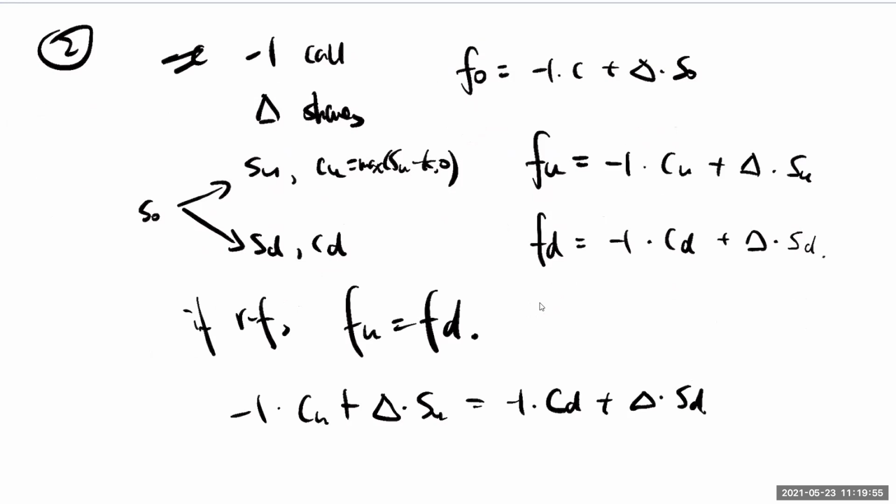Now in real life, do I know what CU is? In real life, tomorrow, no. Do I know what SU is? Do I know what CD is? No. Do I know what SD is? Do I know what delta is? No, we don't. We're just saying here with delta shares. I don't know how many. So we have 1, 2, 3, 4, 5 unknowns, 1 equation. Can you solve it? No. We can't solve it.